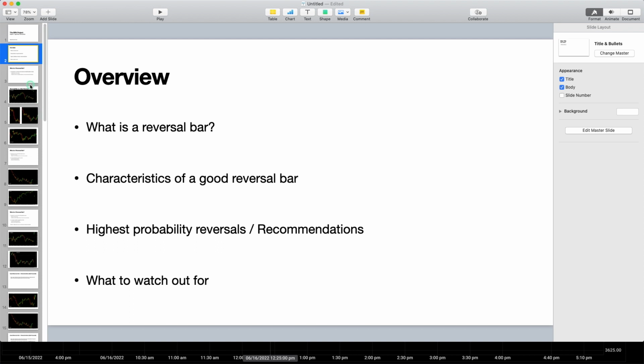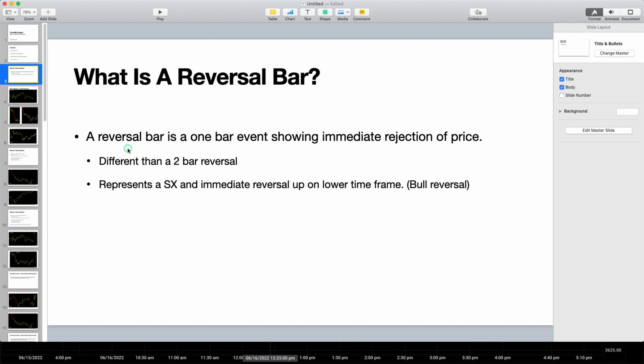in future videos. So what is a reversal bar? A reversal bar is a one-bar event showing immediate rejection of price. So this is different than a two-bar reversal.